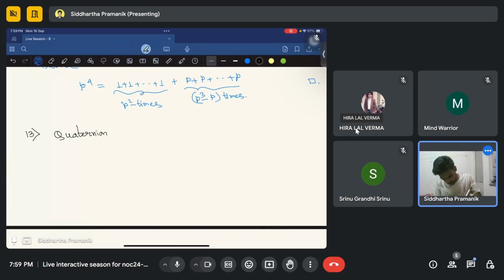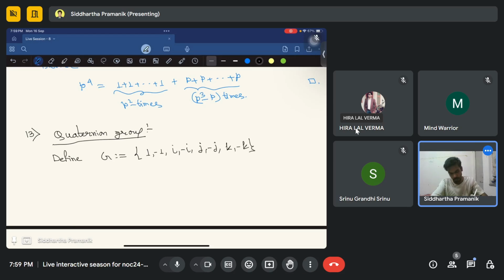So this is the quaternion group. Let us define G to be the set {1, -1, i, -i, j, -j, k, -k}. Now we need to define a multiplication or operation.